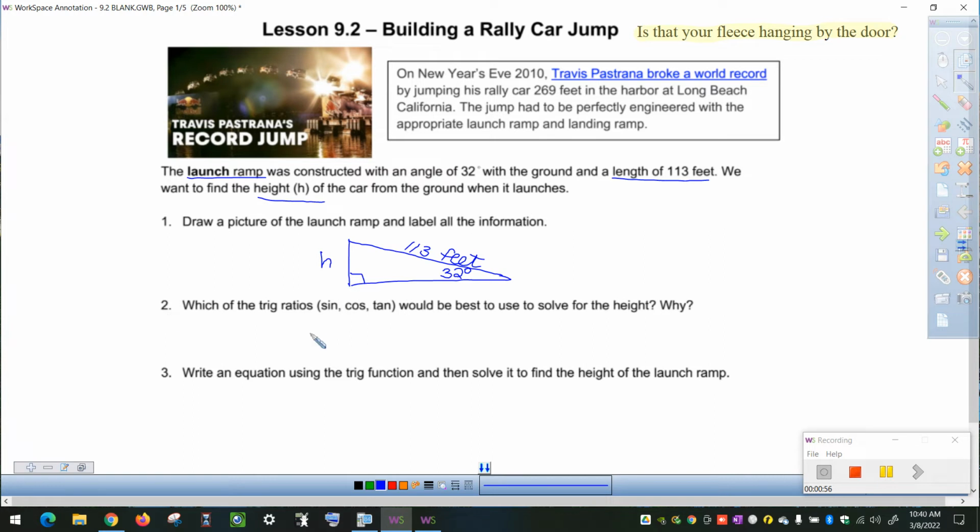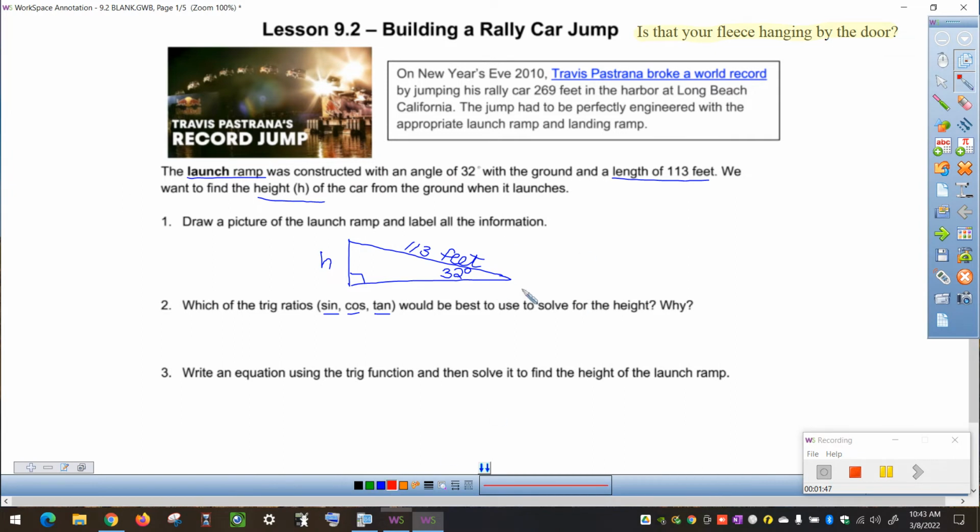All right, so let's take a look here at part 2. It says we want to think about which one of our trig ratios, sine, cosine, or tan, would be best to use to solve for the height. I want you to think back to what we talked about yesterday with SOHCAHTOA. Think about how you would name the two side lengths that we have labeled, and based on what those two labels are, what would be the appropriate function to use? So I just want you to think about that for a moment and go ahead and write your thoughts down on your paper.